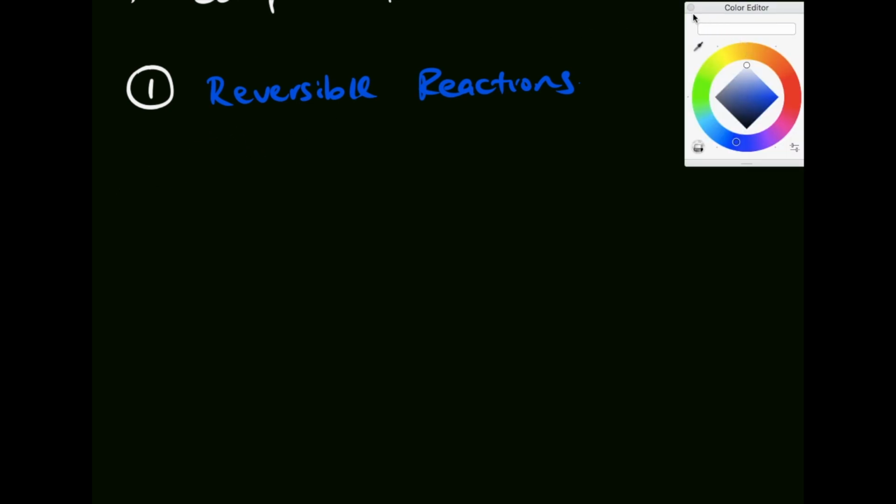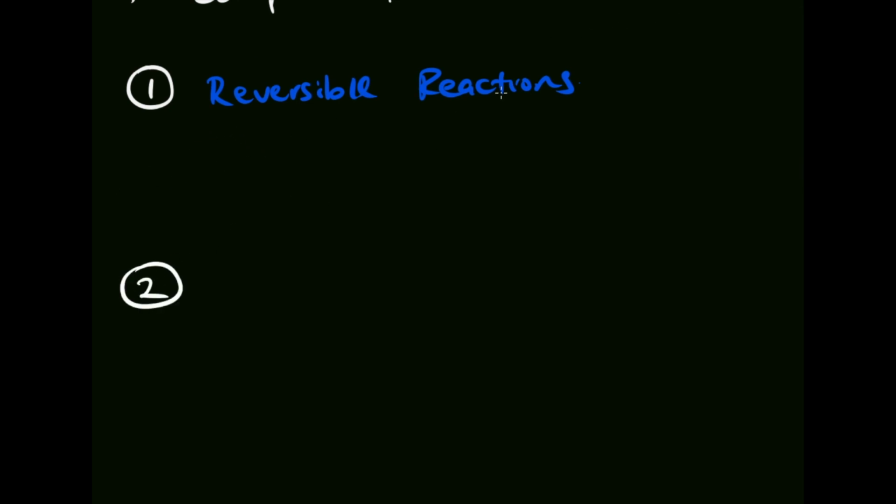So basically there are two types of reactions, right? The first type of reaction is reversible reactions. And the second type of reaction is non-reversible reactions or irreversible reactions.